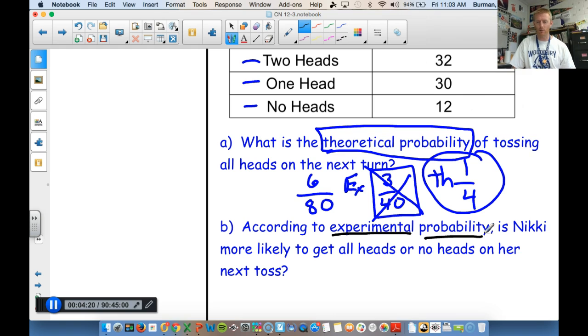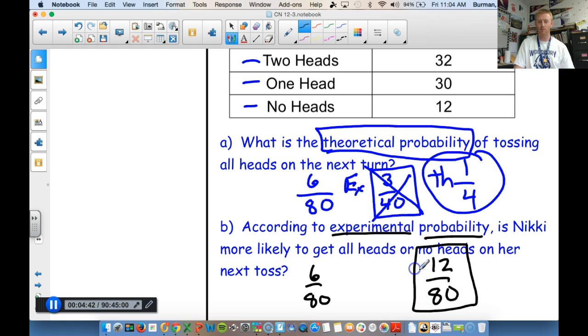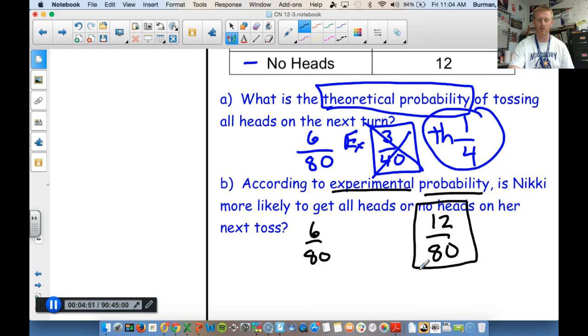The experimental probability that Nikki is more likely to get all heads or no heads on her tosses. All heads was 6 out of 80. No heads was 12 out of 80. So is it more likely for her to get 6 or 12? Well, that's fairly simple to look at. 12 is a bigger number. So the experimental probability says that there's more likely to get no heads than there are to get all heads. My bad, folks.